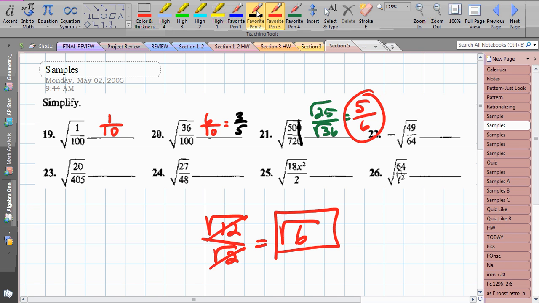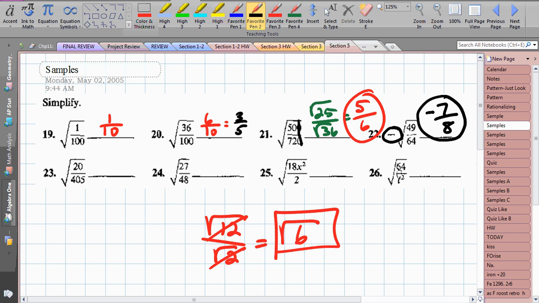Let's try the next one. The next two are really nice numbers here. Those are perfect squares. This is radical 49, which is 7. This is radical 64, which is 8. But don't forget about this guy. That's hanging out in front of the radical, so it's going to hang out in front of the fraction here at the end. That's our answer.